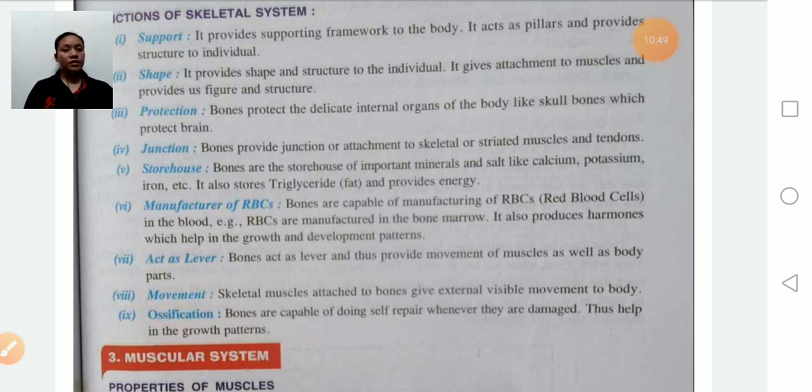Bones act as levers, thus providing movement of the muscles. Bones act as levers, and due to this they provide movement of body parts. Skeletal muscles attached to the bones give external visible movement to the body. The muscles which are attached to the skeleton provide you external movement which is visible.